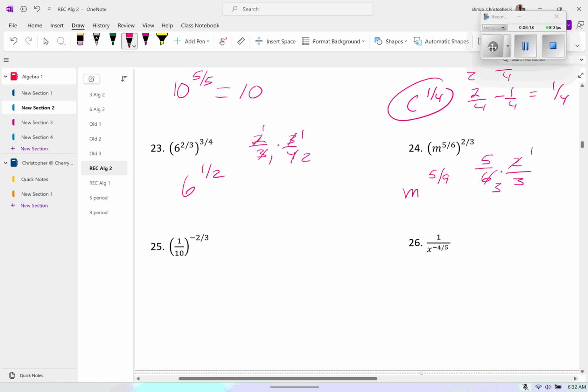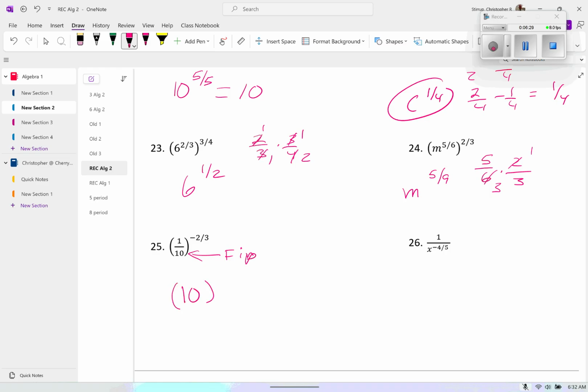This one, little trick to this one, we have a negative exponent. So this is going to flip this over. So I'm going to get 10, or 10 over 1. And then I'm going to raise it to the 2/3 power, and we're done.